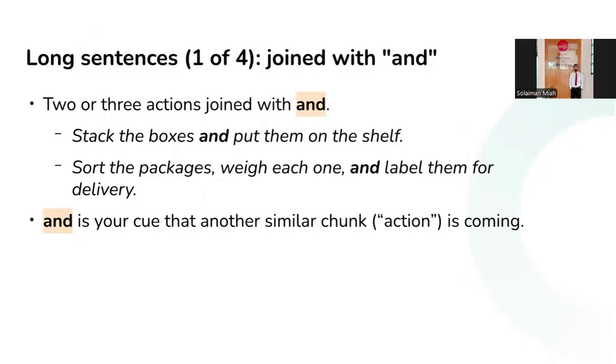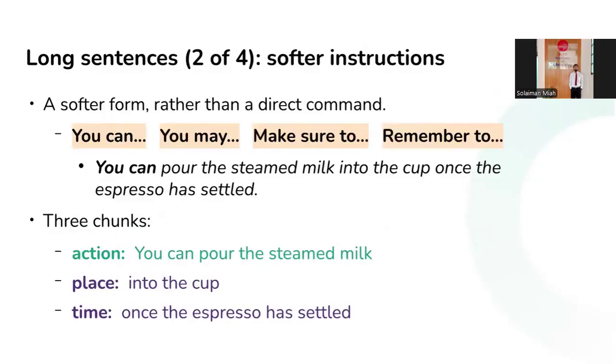Sort the packages, weigh each one, and label them for delivery. Each action is its own small chunk, and the word and is your cue that another piece of the same type is coming. Another common shape is a softer kind of instruction, rather than a direct command. These often start with words like you can or you may. Other common forms are make sure to or remember to.